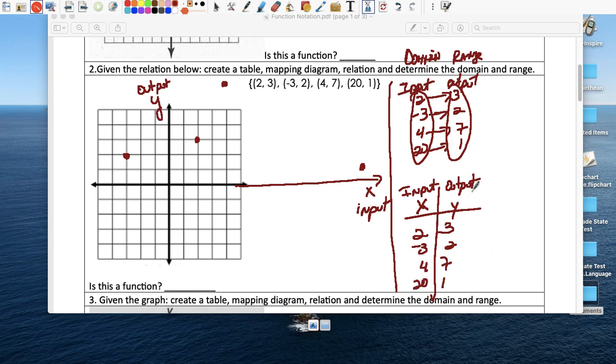Is this a function? When you pressed, the answer is yes. When you press 2, what came out? A 3. Did anything else come out when you press a 2? No. Negative 3, what came out was a 2. When you press 4, what came out? 7. When you press 20, what came out? A 1. So for every single input, there's one single output.